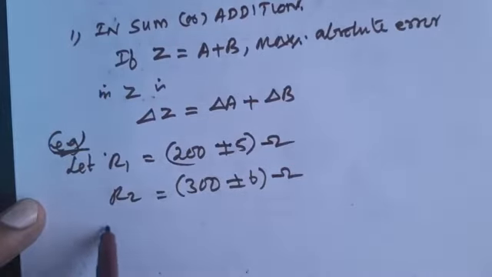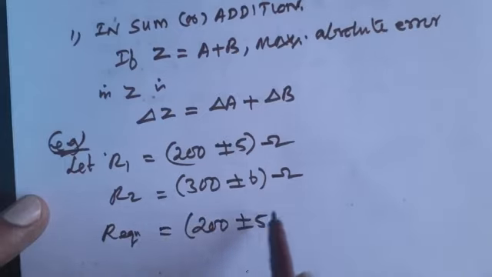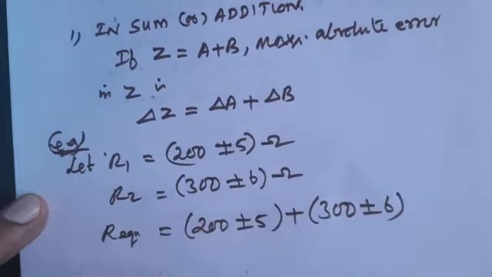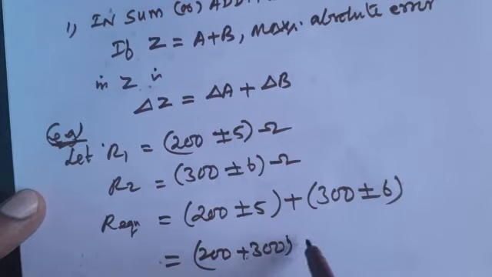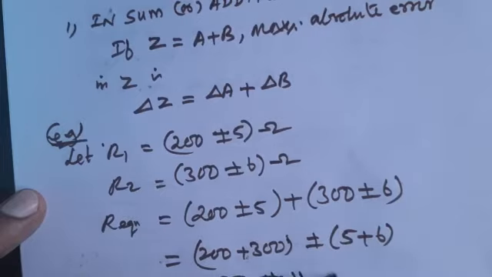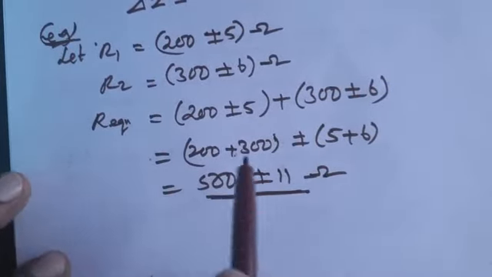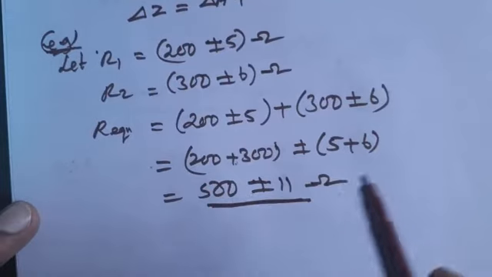Just sum up: R equivalent equals 200 plus or minus 5 plus 300 plus or minus 6. Now take the values outside: 200 plus 300, and the tolerance is plus or minus 5 plus 6. So the final answer is 500 plus or minus 11 ohm. That is the propagation of error as far as additions are concerned. Right, this is one simple illustration.